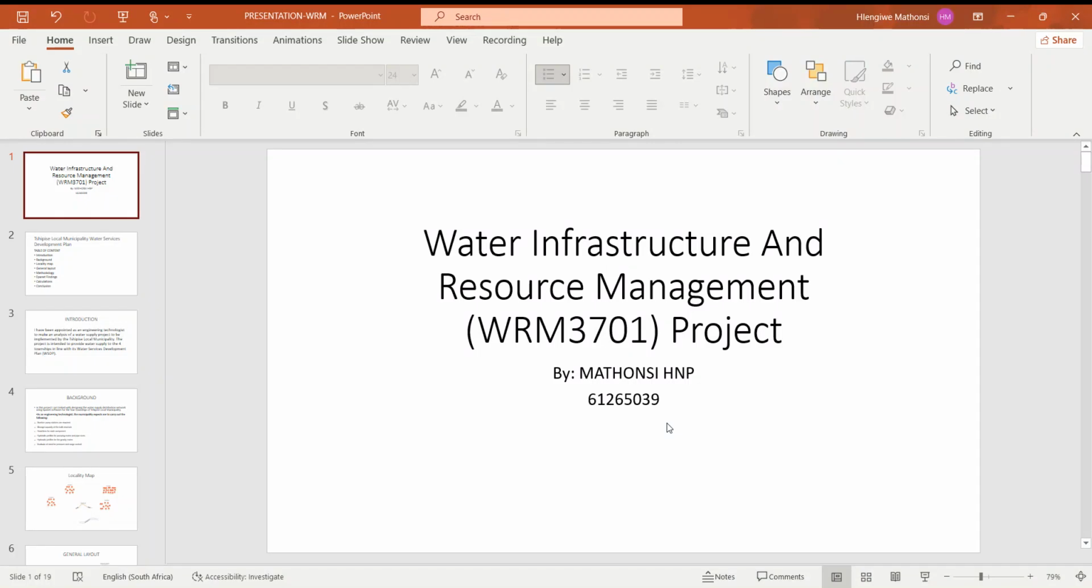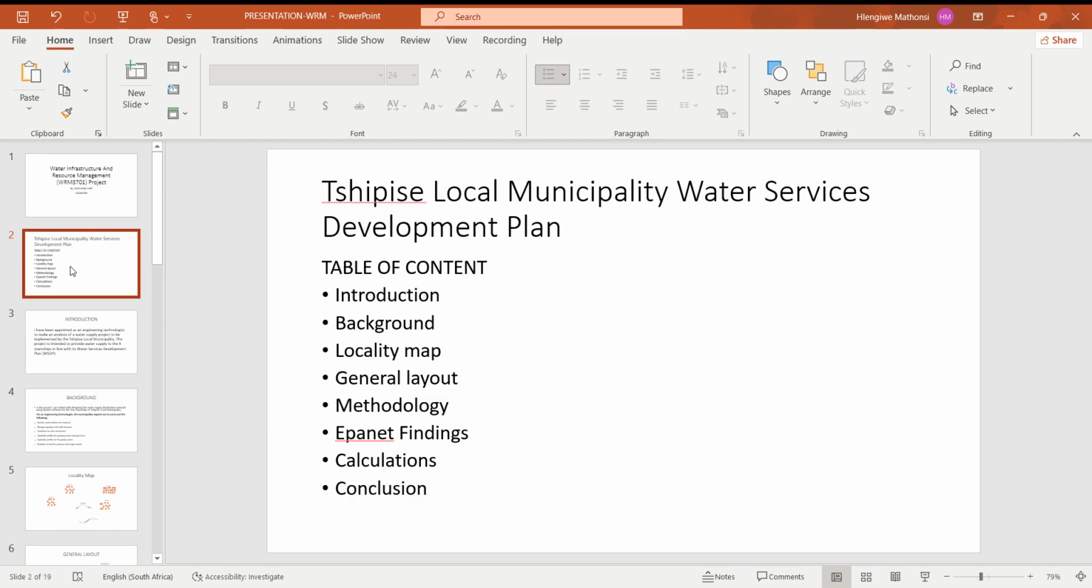612-65039, and I'm going to be presenting the project for Water Infrastructure and Resource Management, which is WRM 3701. I will be taking you through the slides that I've created for this project. This is the TPC Local Municipality Water Services Development Plan, and my table of contents looks like this. We have the introduction, background, locality map, general layout, methodology, EPANET findings, calculations, and conclusions.